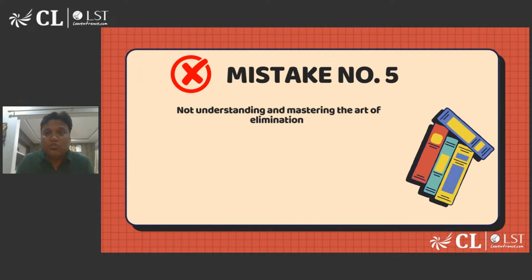T stands for true but irrelevant. So an option may be true as per the passage, but it is not answering the question. That can be a trap. Are you able to identify it?